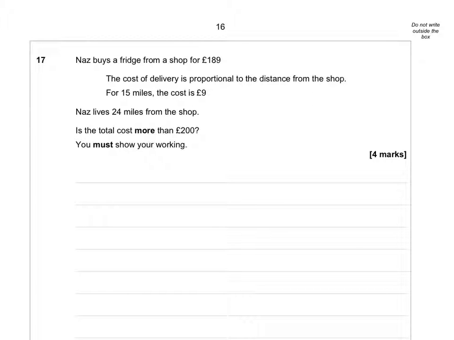So question 17 is working out how much it's going to take for this fridge to be delivered. So I'm going to do a little table here to help me figure out the delivery cost. So we are given that for 50 miles the delivery charge is £9. So I've got to work out how much it's going to charge, given that Naz lives 24 miles away from the shop.